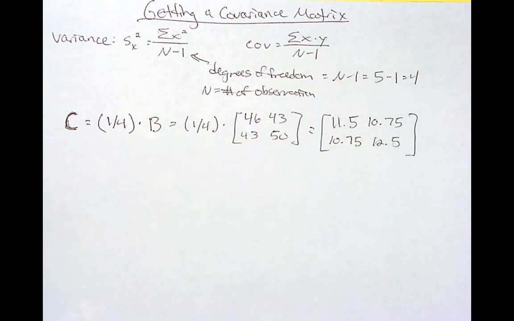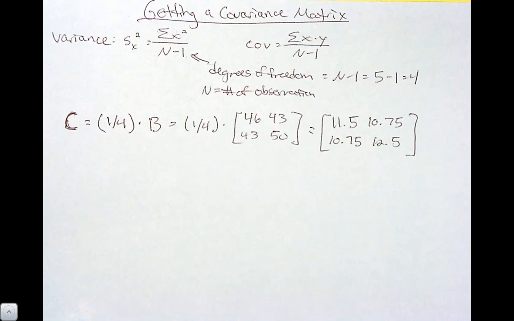So once again, what we did, we took the matrix that we got previously, which was the numerator of both of these, 46 and 50 being the numerator variance and 43 being the covariance. And we have to divide that by n minus 1. To divide that by the degrees of freedom, which we found to be 4, you just multiply it by the inverse of the degrees of freedom. So multiply it by 1 over 4, and you get your covariance matrix, which contains your covariance, 10.75, and your variance of 11.5 and also 12.5.